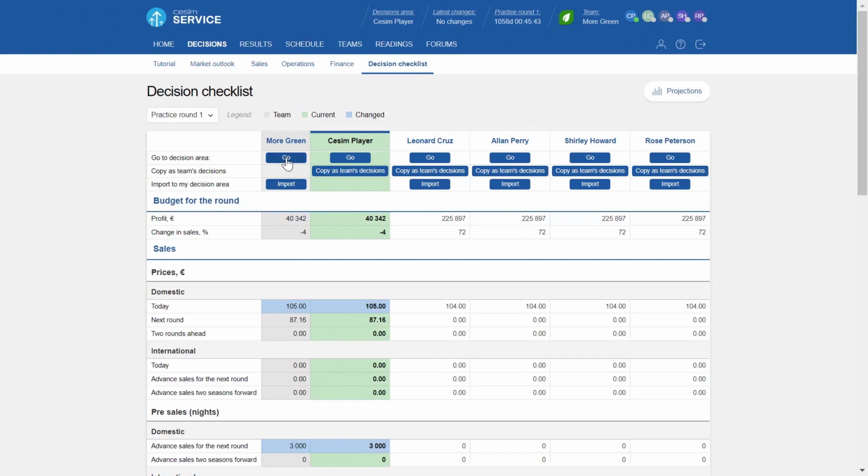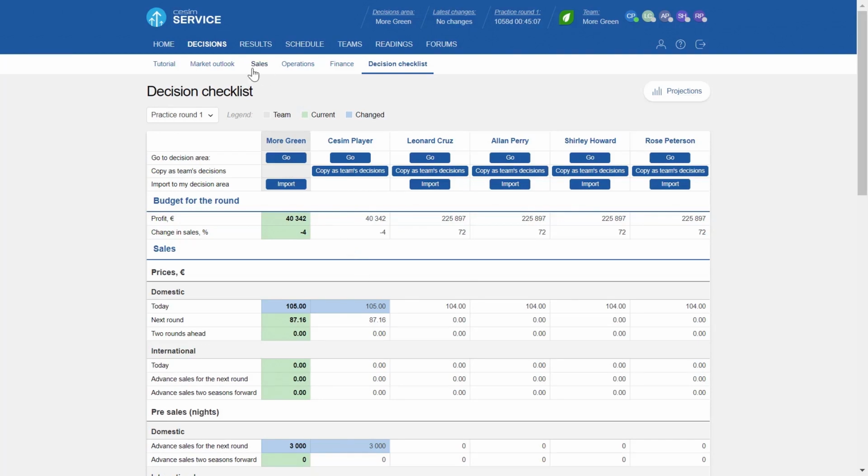I can also step into the team area if I want to. So if together with the team members we have decided that okay, we take CESIM player decisions, but we want to change something, then we can click this go, and then I can make changes here, and those will be then automatically reflected under the team column. It's also possible to import decisions from another team member if you want. So as I said, since CESIM player is my own identity, then if I click import here, then I would import Leonard's decisions to my own column or anybody else's.